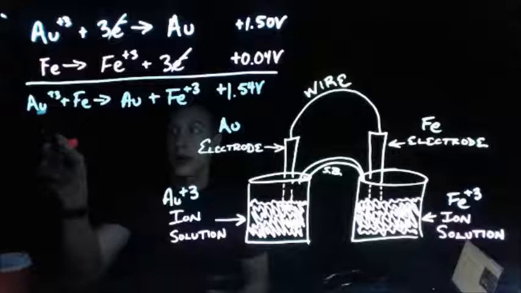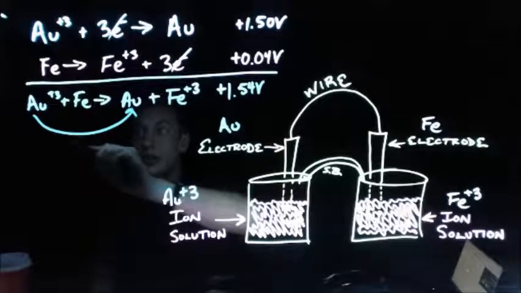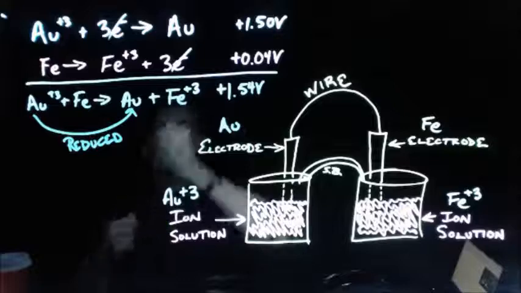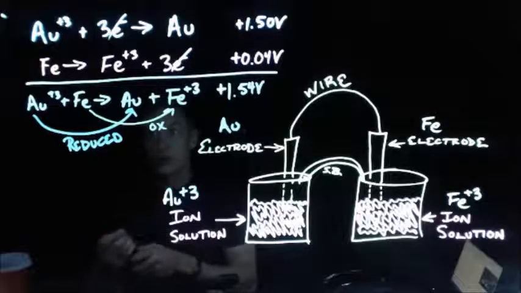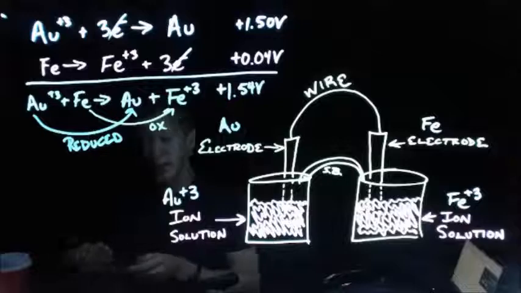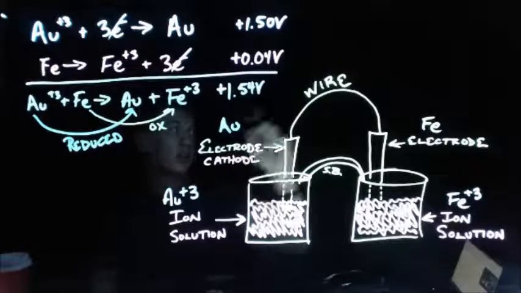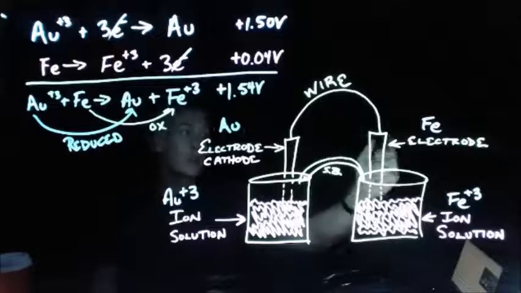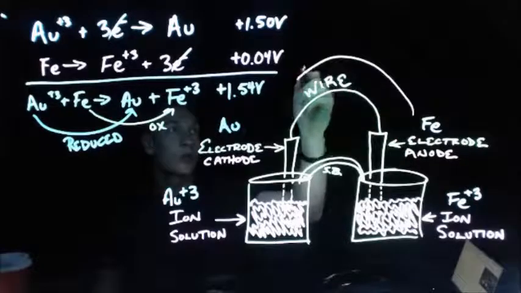Well, gold is going from positive 3 down to 0. So gold is also gaining electrons. So the gold is being reduced and the iron is being oxidized. That makes the gold side, since it is taking electrons in, plus you can remember the little acronym RED CAT. Either way you slice it, electrons are heading towards the gold, and that makes it the cathode. Electrons are coming out of the iron side. It's losing electrons. It's undergoing oxidation, that makes it the anode. So this guy is our anode, and electrons are going to be flowing that direction.